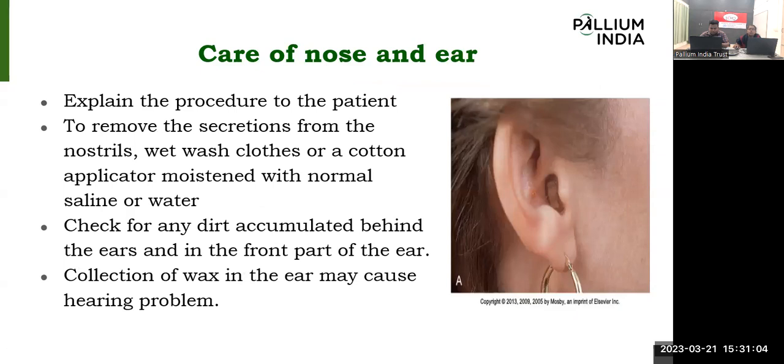Coming to the ear and nose care, always explain the procedure to the patients. You have to check for any infections or secretions inside the nostrils, especially in patients who are having nasogastric tube feeding. The caregivers do not give much attention to their nostrils. So you have to tell them that if there is any infection or crust formation in the nostrils, they can remove it with the help of a soft cotton cloth.